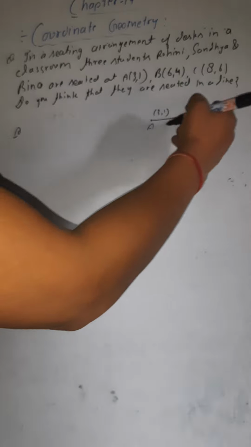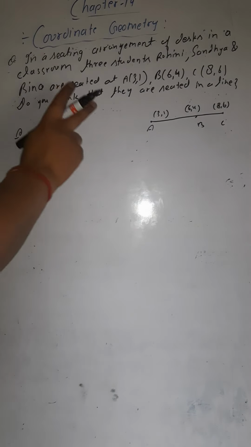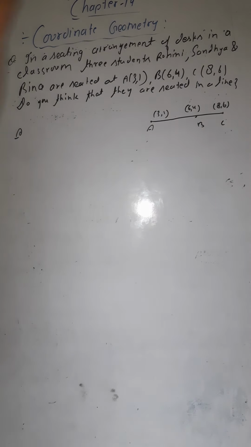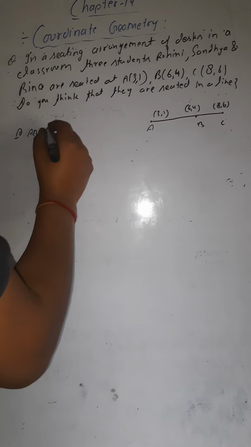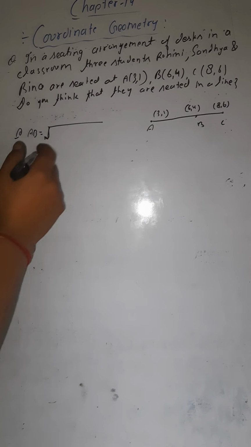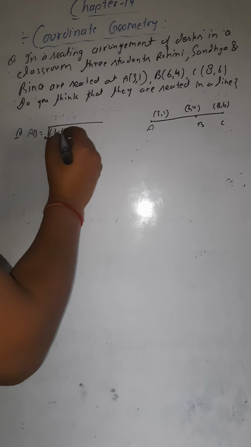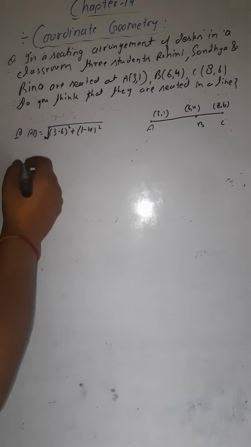So now, first we'll find out AB, then we'll find out BC, then we'll find out AC. If AB plus BC is coming equal to AC, then you can say yes, ABC are collinear, and hence Rohini, Sandhya and Bina are sitting in a line. Are you getting this? Yes. So let's find out AB first. So what would be AB here? AB would be the square root of (3 minus 6) whole square plus (1 minus 4) whole square, y2 minus y1.